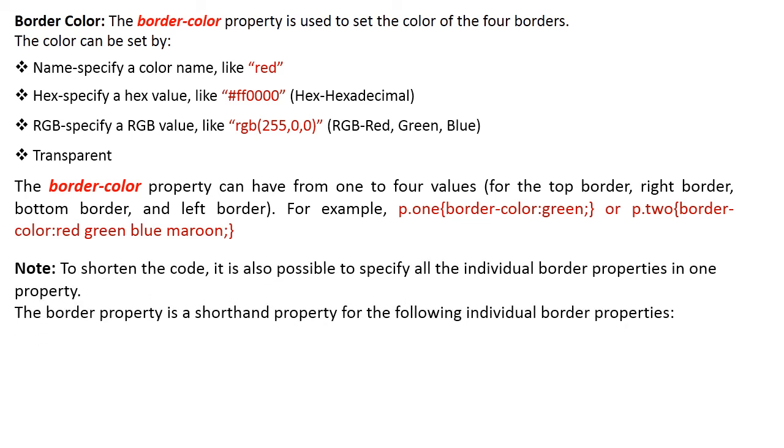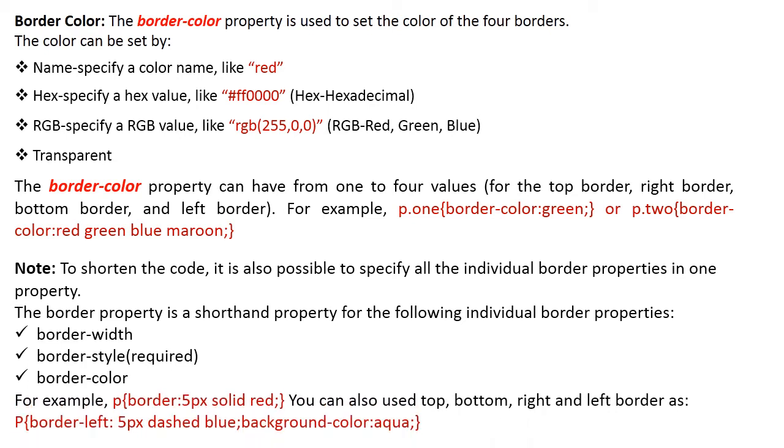Note: to shorten the code, it is also possible to specify all the individual border properties in one property. The border property is a shorthand property for the following individual border properties. We have the border width, we have the border style which is required, we have the border color. For example, paragraph 1, we have border is 5 pixels, solid, and red. That is, the border is 5 pixels, border style will be dotted, and the color will be red.